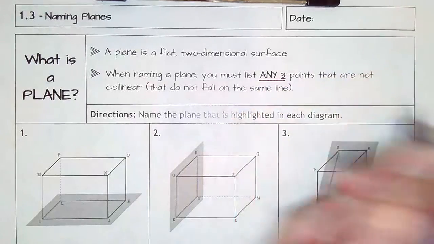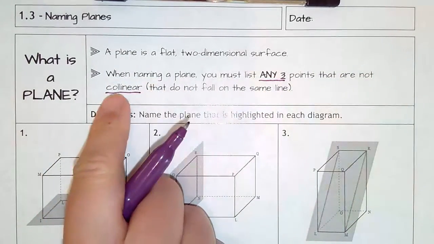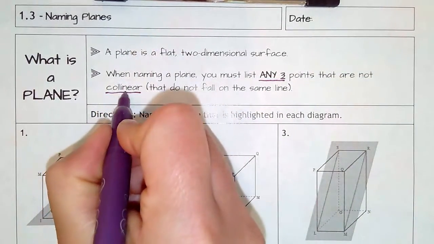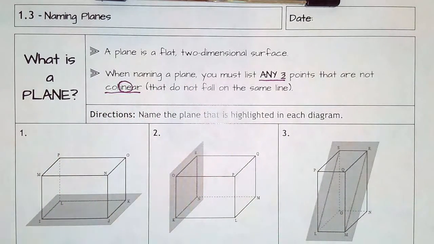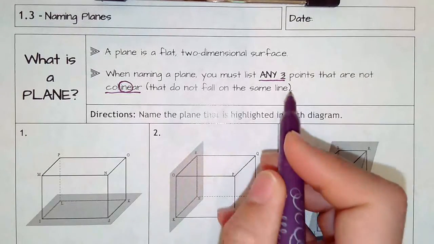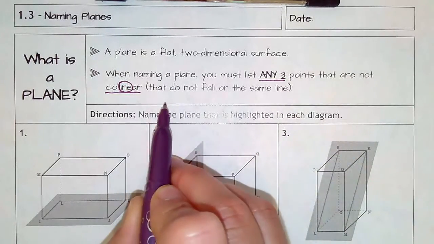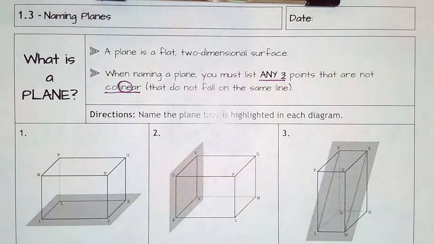This collinear word is something new. So think of there's the word line in there. Co means goes with. So collinear means they fall on the same line. So you have to give any 3 points that are not collinear, which in all of these examples, and I think what I saw in Delta Math, you never run into that problem.